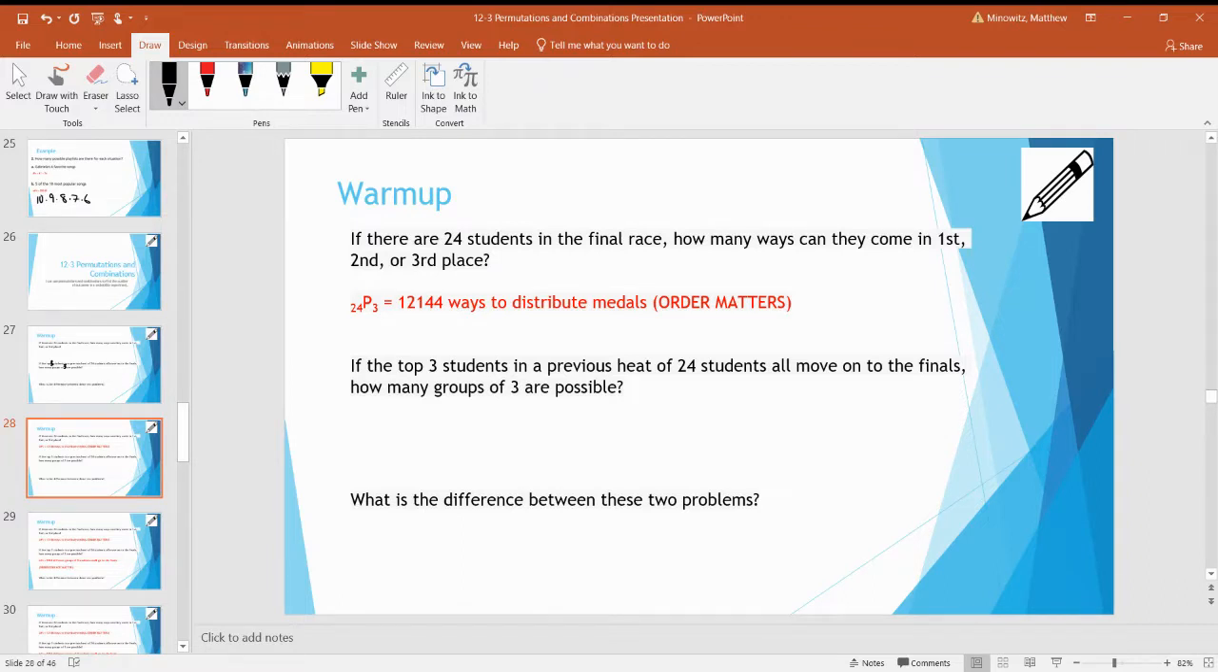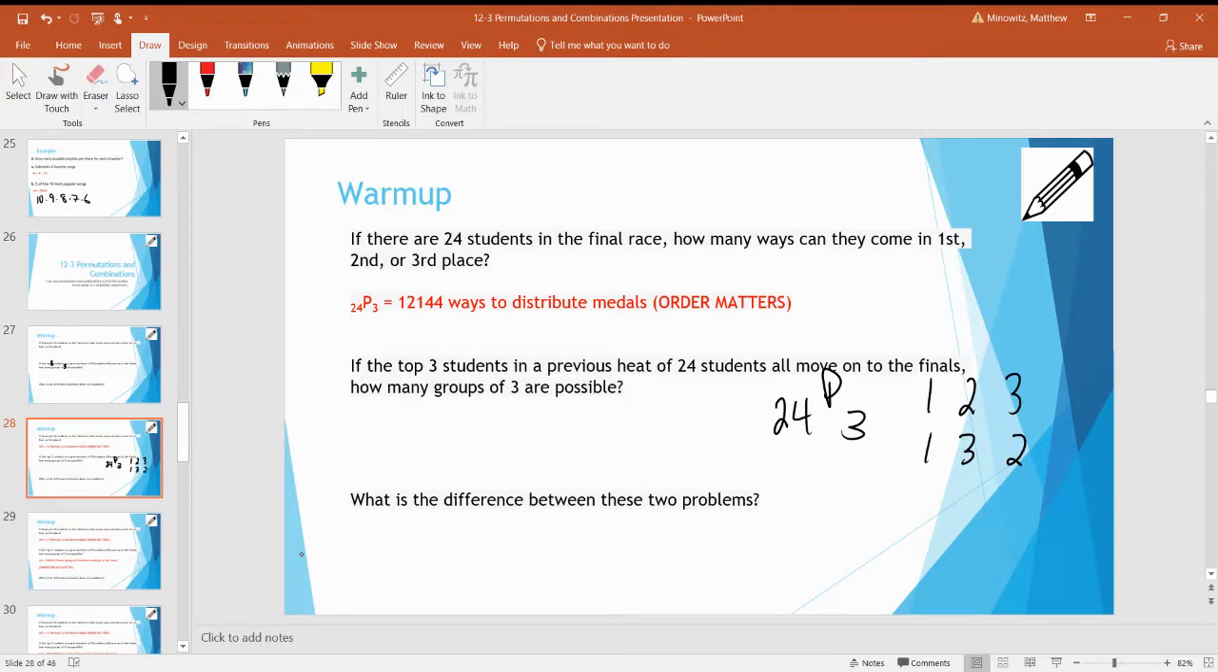Now, the second case is a little bit different. The second case, as long as I come in the top 3, I come in first or second or third, I move on. So I have 24 permute 3 ways if the order matters. If it matters who comes first, second, or third. Now what I'm going to do is write out all of the different possible orders of how I could come in first, second, or third.